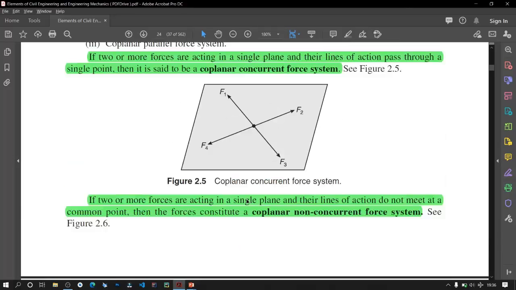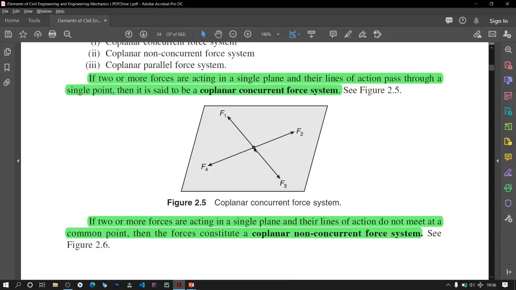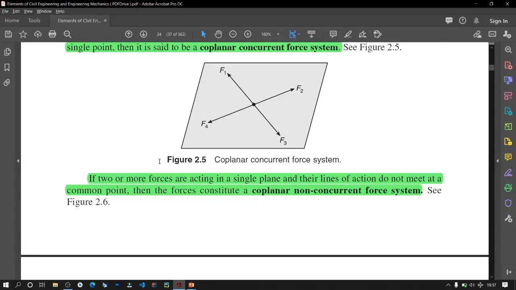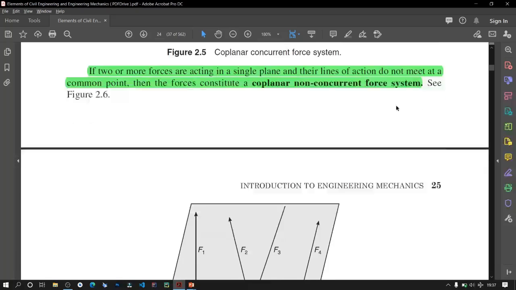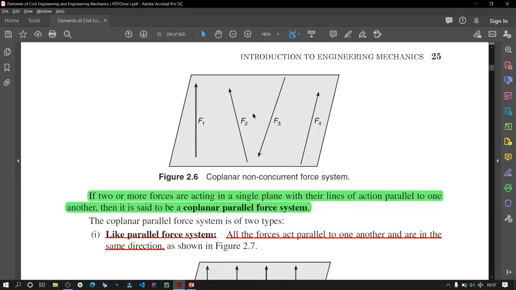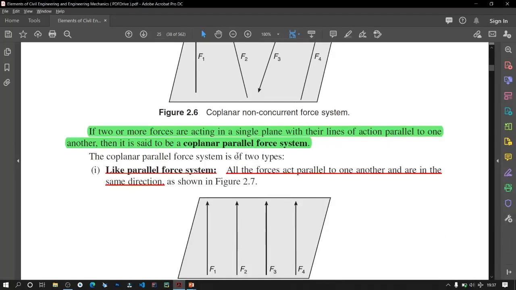Similarly, if these four forces did not pass through the same point, then we would not say that. If two or more forces are acting in a single plane and the lines of action do not meet at a common point, then the forces constitute a coplanar non-concurrent force system. See, their lines of action are different, so they are non-concurrent.